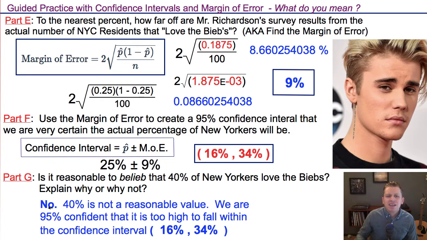Now you might be asking, what does this 95% mean? Well, that is how likely it is that this would occur again. Of course, I could survey people outside of the subway station and find out that only 15% of them loved the Biebs. So that's why we would say that we are 95% confident that the number falls within 16% to 34%. Let's see if you could try one of these problems on your own.